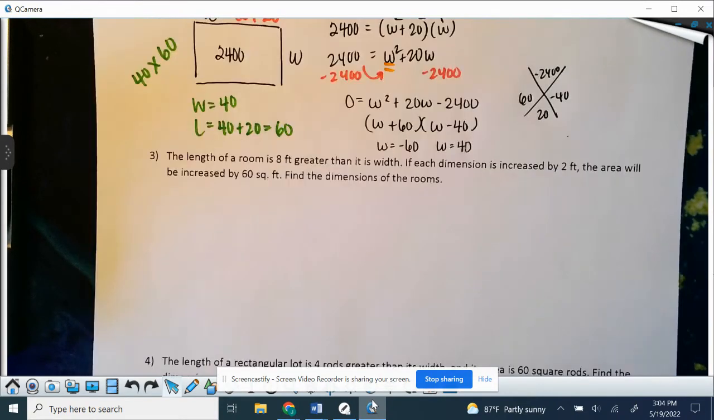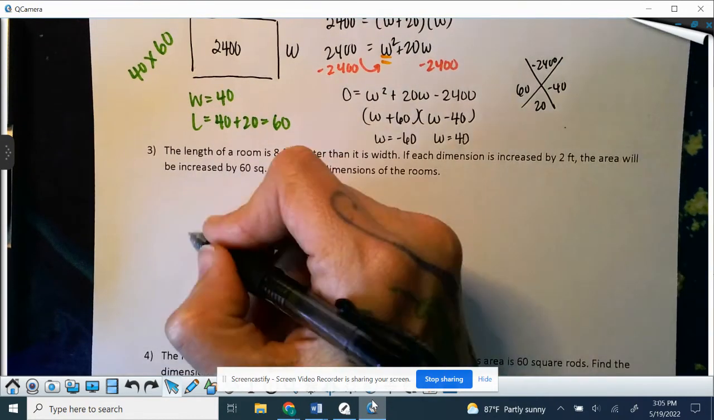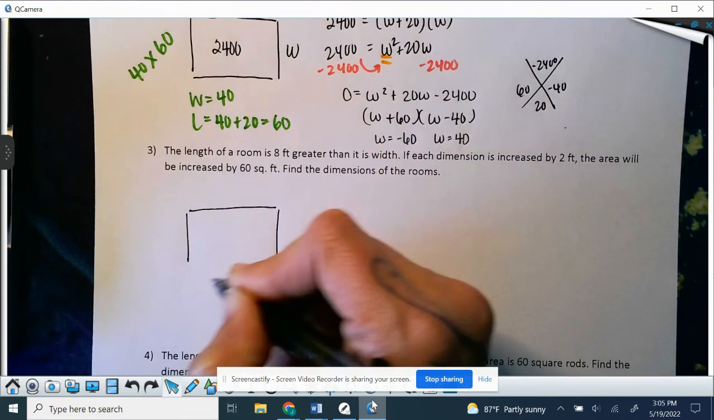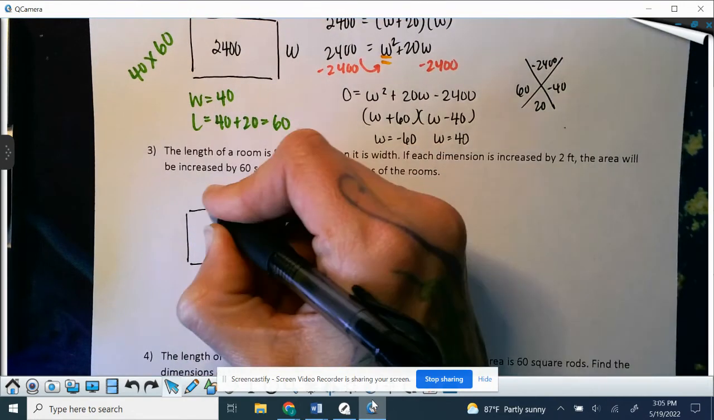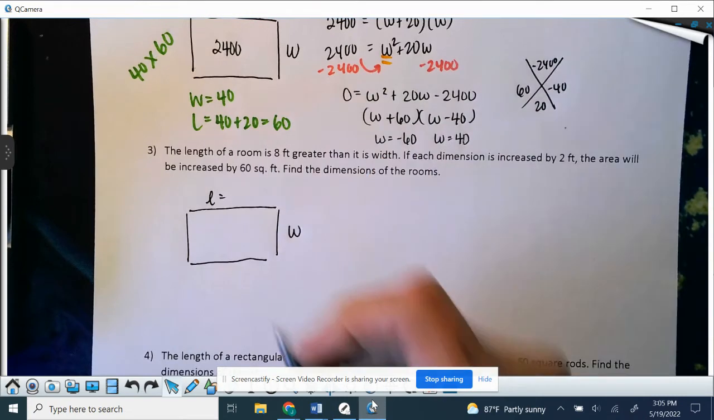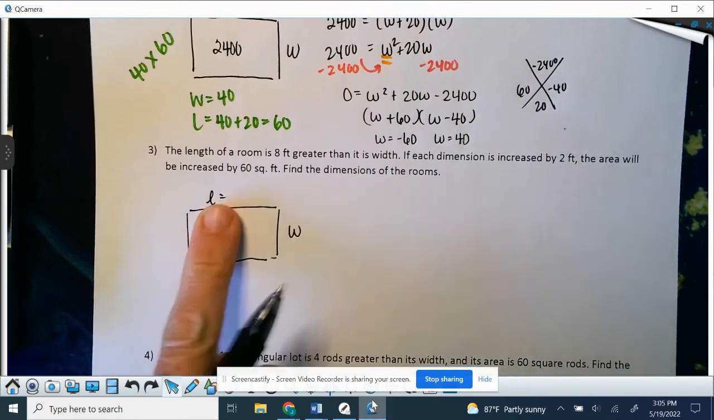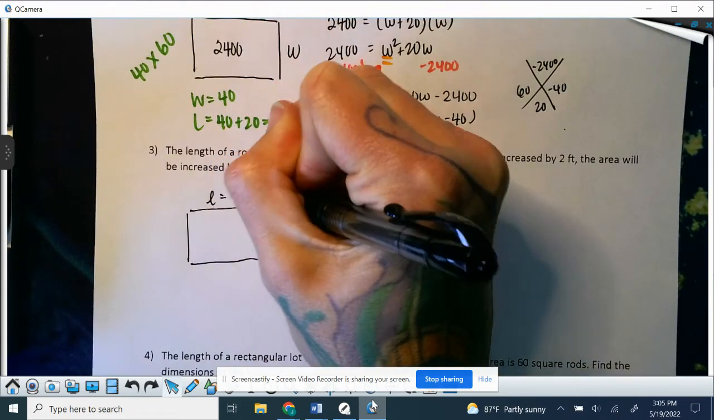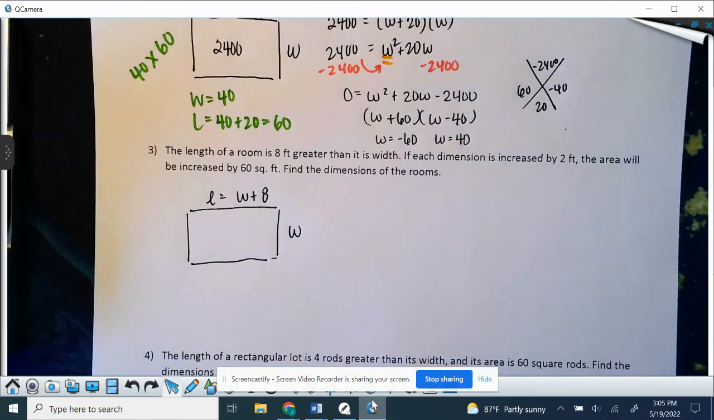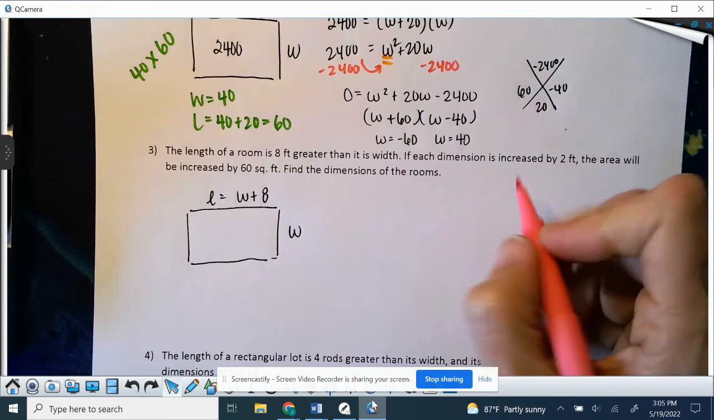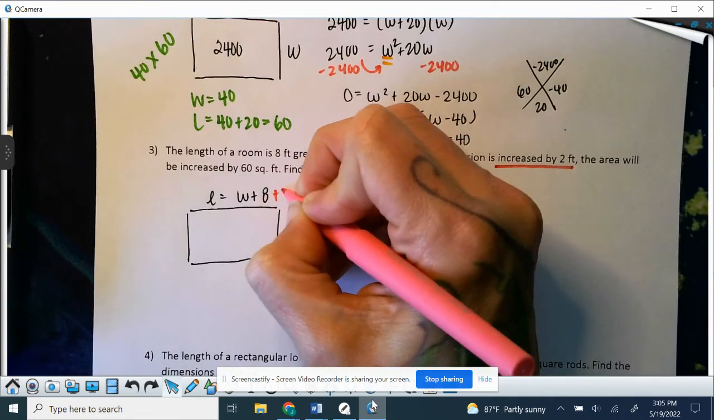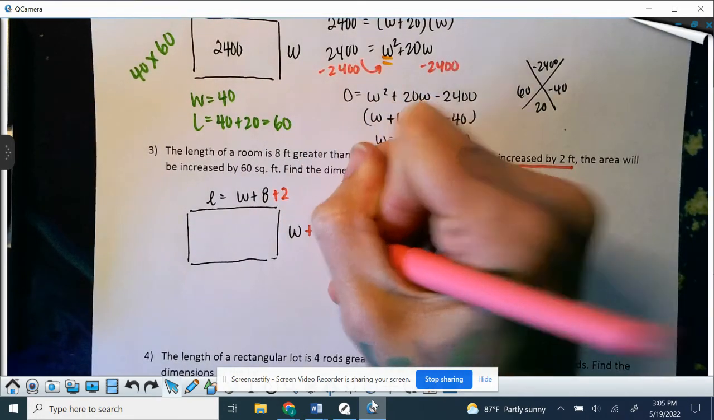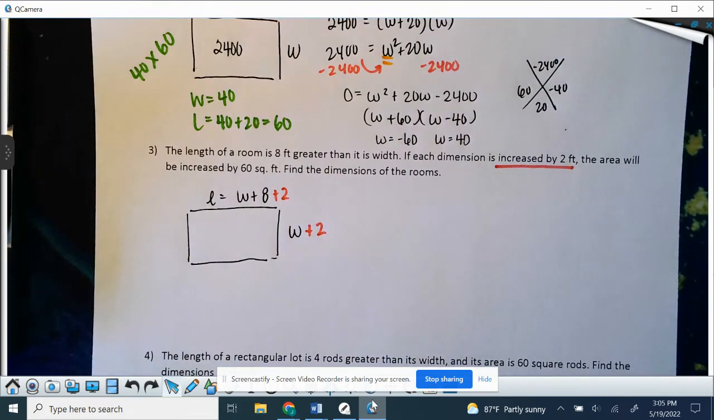All right, number 3, the length of a room is 8 foot greater than its width. So length, width, it's all relative. And the length is 8 foot greater than, which means we're going to add, so width plus 8. If each dimension is increased by 2, so we're going to add 2 to the length and add 2 to the width, the area will increase by 60 feet.